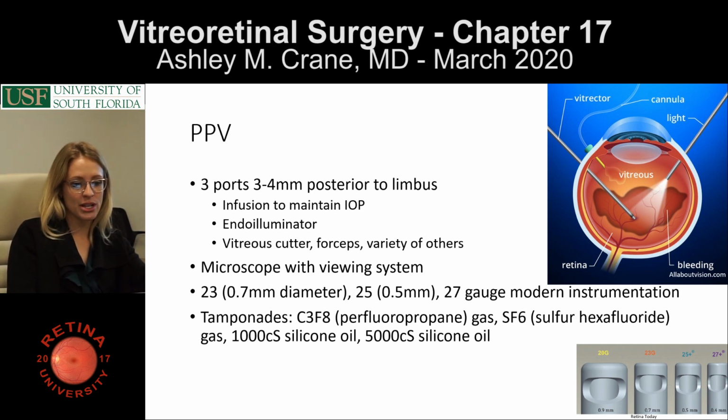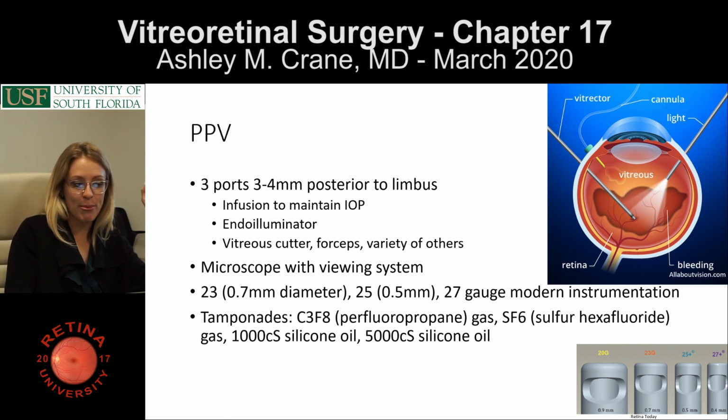There are 3 major gauges that are used for our trocars these days. There's still 20 gauge available, but it is not very frequently used, except maybe in lensectomies, and some surgeons prefer that, but it is not commonly used anymore. The 23 gauge, 25 gauge, and 27 gauge are the sizes of the modern instrumentation, and starting at the 20 gauge, you have 0.9 millimeters, and it goes down to 0.4 millimeters on the 27 gauge.